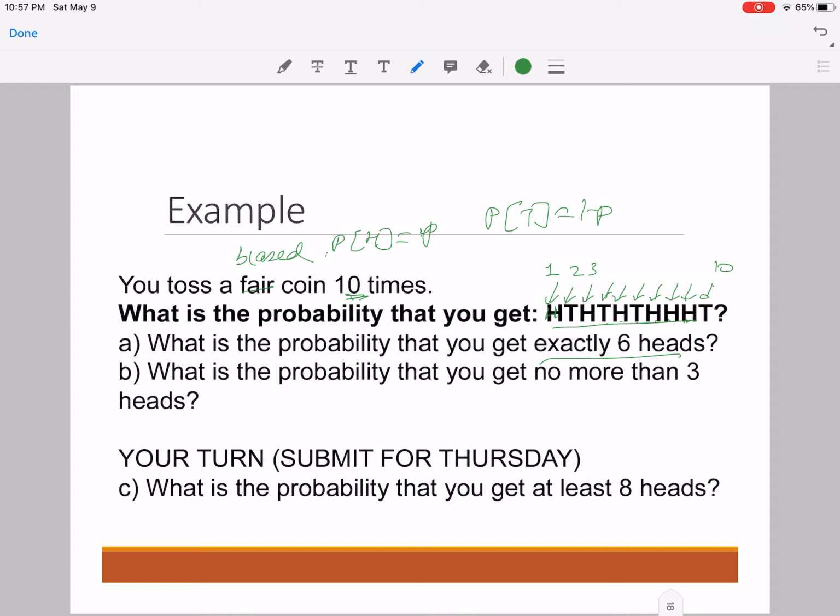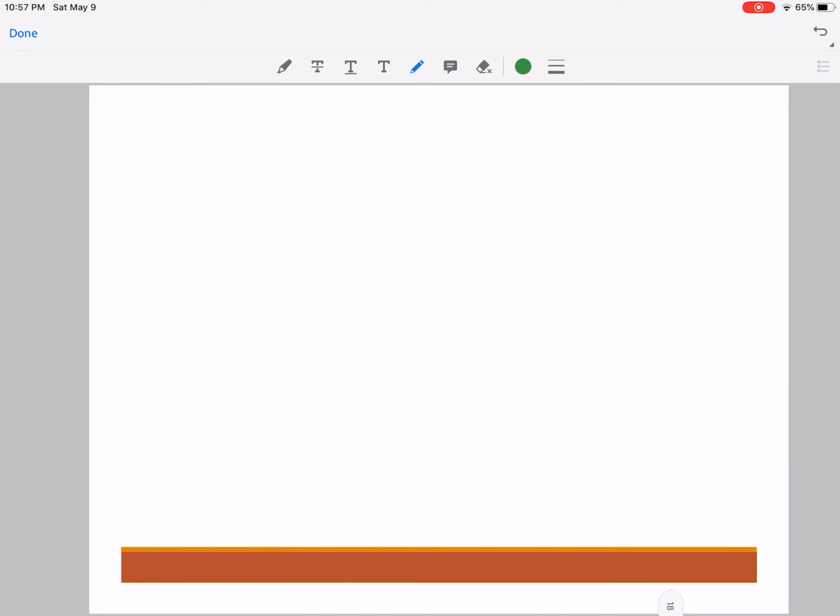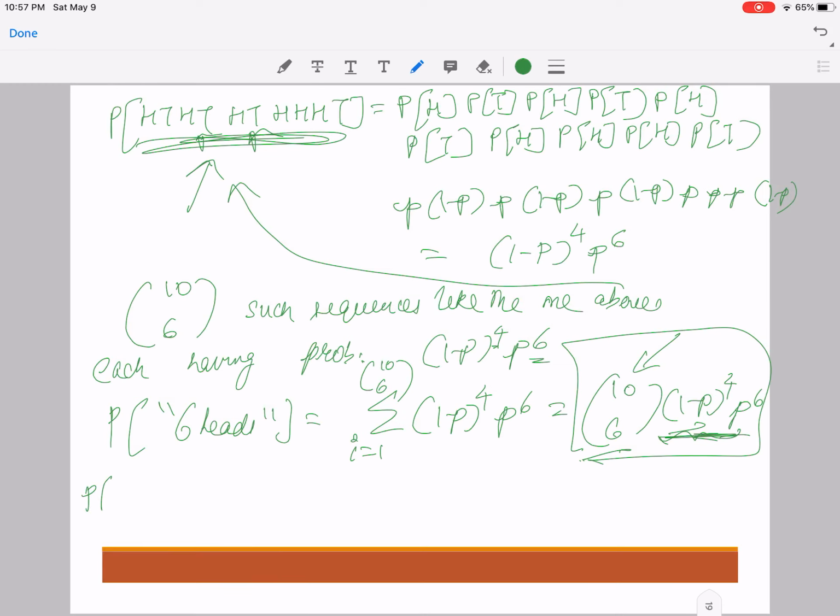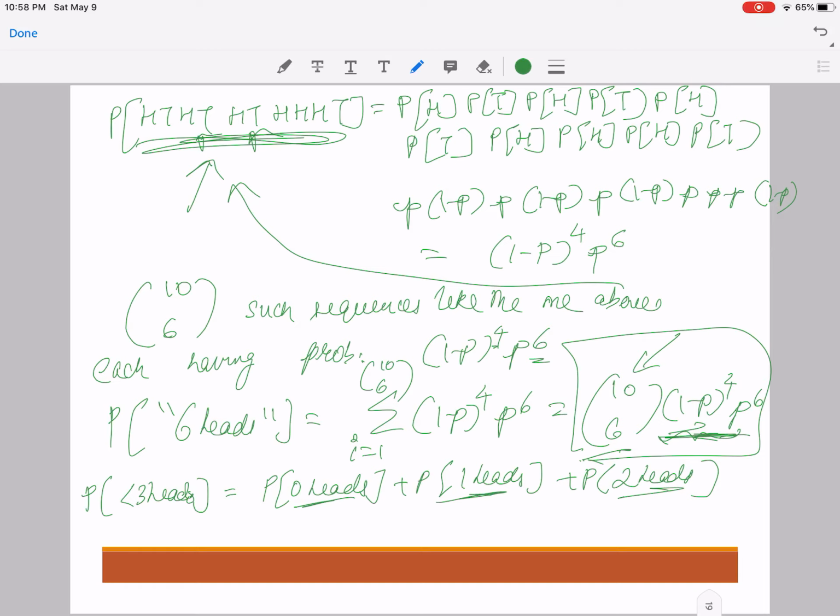Similarly, I can answer this question. What's the probability that I get no more than 3 heads? The probability of getting less than 3 heads can be obtained in multiple ways, and those are the probability of getting 0 heads plus the probability of getting 1 head plus the probability of getting 2 heads. Each of these independent cases will satisfy this condition, less than 3 heads.